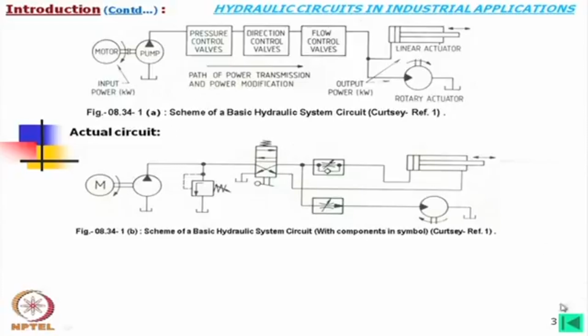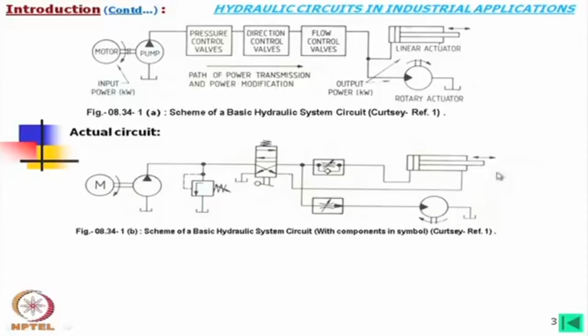So this is a simple circuit, and we can design the circuit like this. If we have a little knowledge about these symbols, we find that this can be regulated, as this arrow is there, and it will operate depending on the pressure.